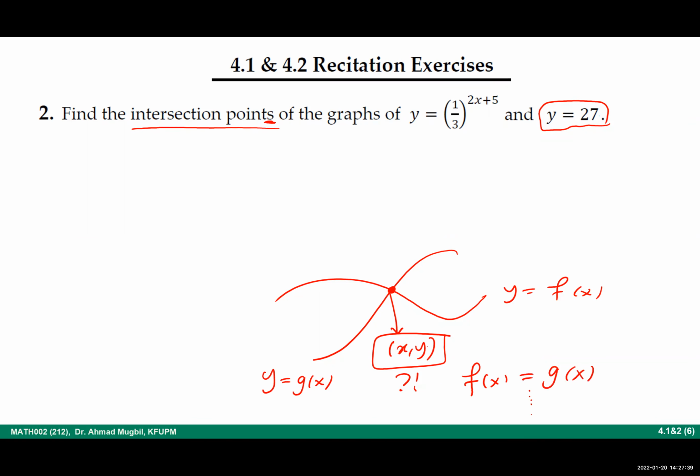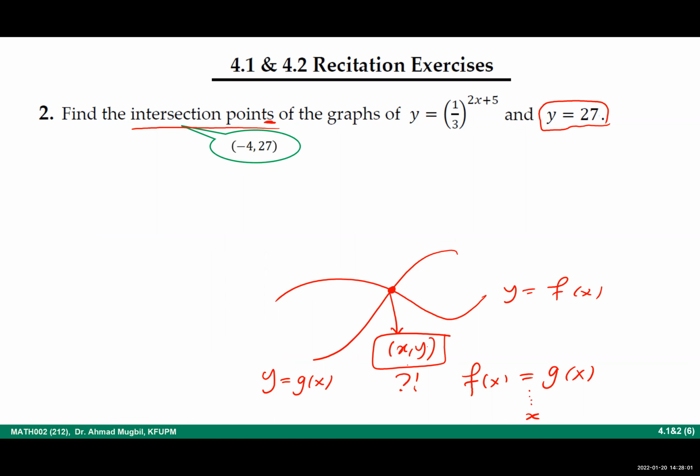You will solve it and find what? X. Then you will substitute in g or in f to find y. And they should be the same. So this is the idea. Please apply it for this exercise. Did you finish? What is it? -4 and 27. Right, you're right. What about you? Yeah, the same.